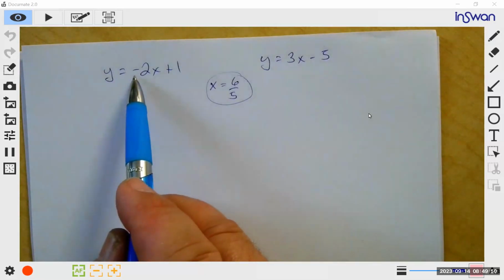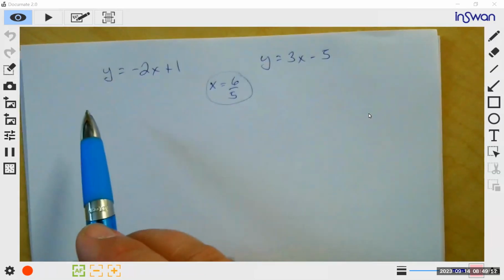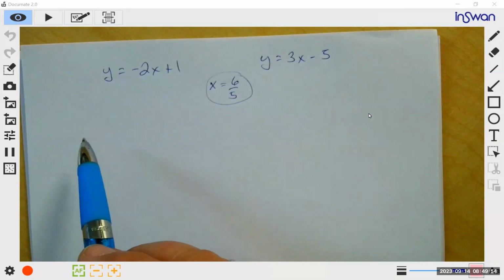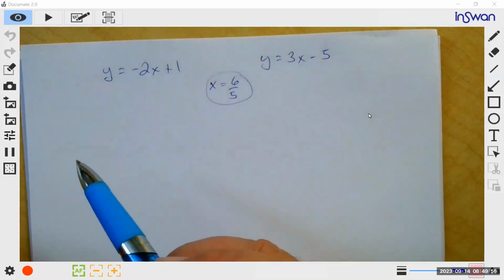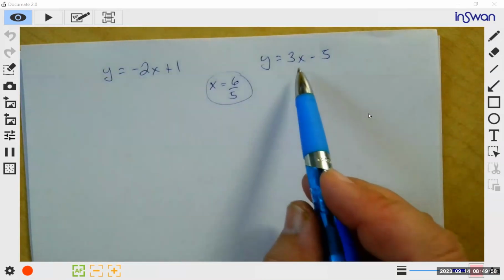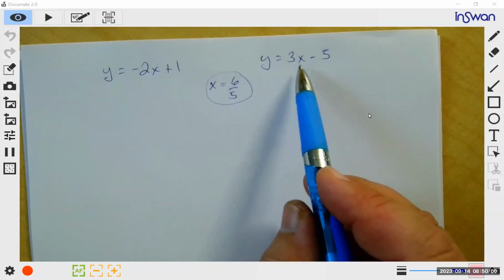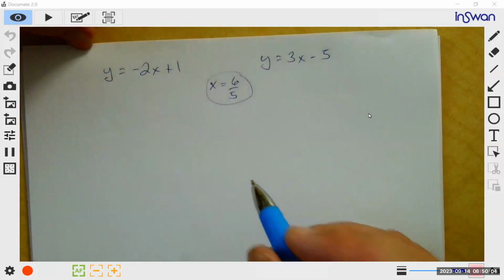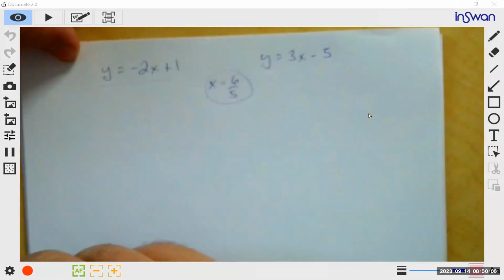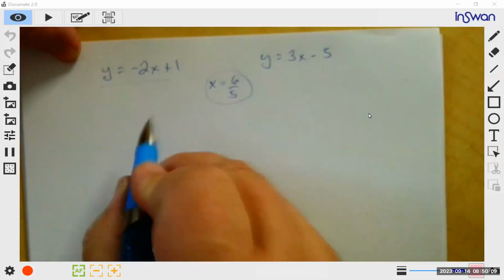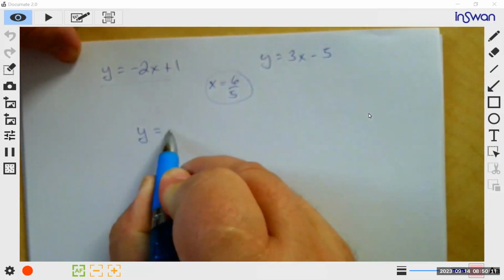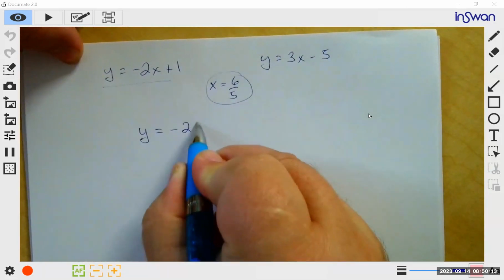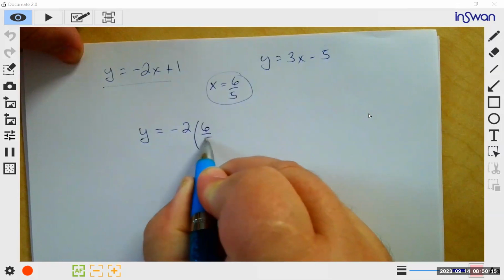It's got a negative. Negatives are never easier, because you have to worry about the negative. Whenever you have positive numbers as coefficients, it's always easier because you don't have to worry about any sign changes. But since you all chose that, let's go ahead and do that. So in place of x, we put 6/5.